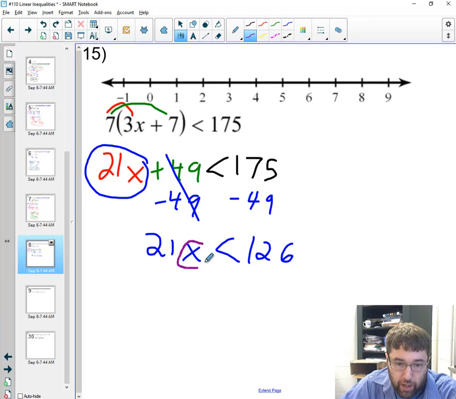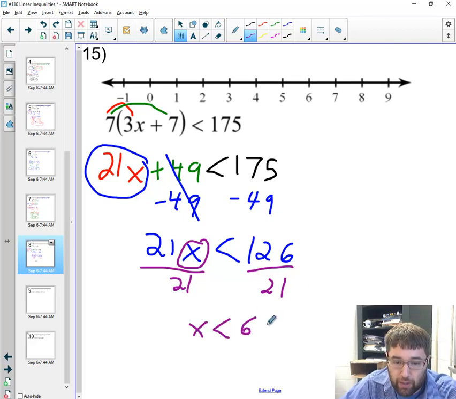Circle the variable, take care of the hater. I divide by 21. I'm dividing by a positive, so I don't change anything. So x is less than 6. Circle the answer.